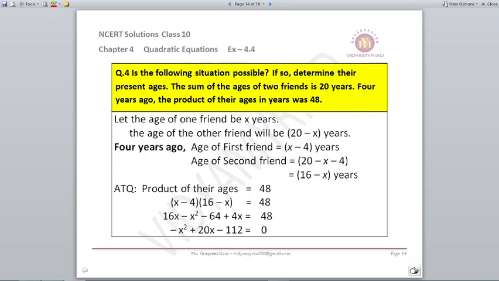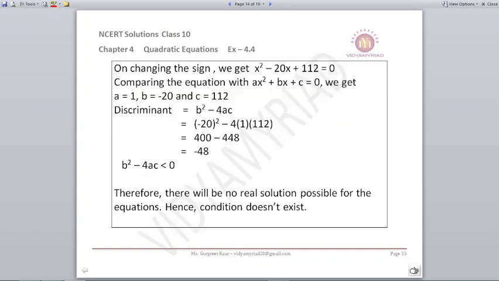Now since x square has a minus sign, we will change the sign, and then the new equation becomes x square minus 20x plus 112 equal to 0. Now this is the quadratic equation where a is 1, b is minus 20 and c is 112. Let us find out what type of solutions it has by finding the discriminant. Discriminant is b square minus 4ac. When you use that, you get discriminant as minus 48. So when the discriminant is less than 0, there will be no real solution possible for this equation, and thus the condition cannot exist.